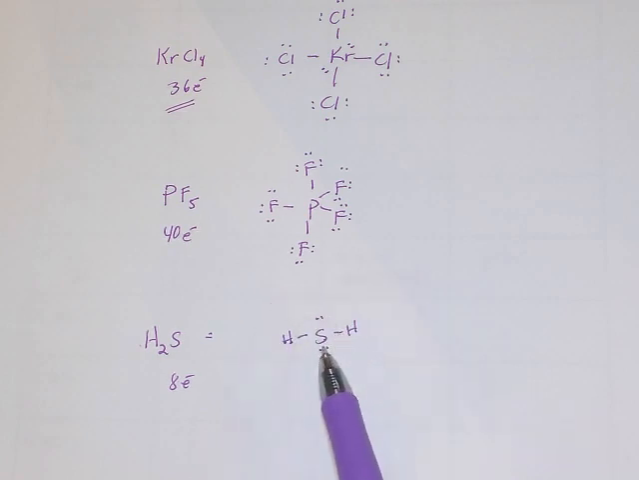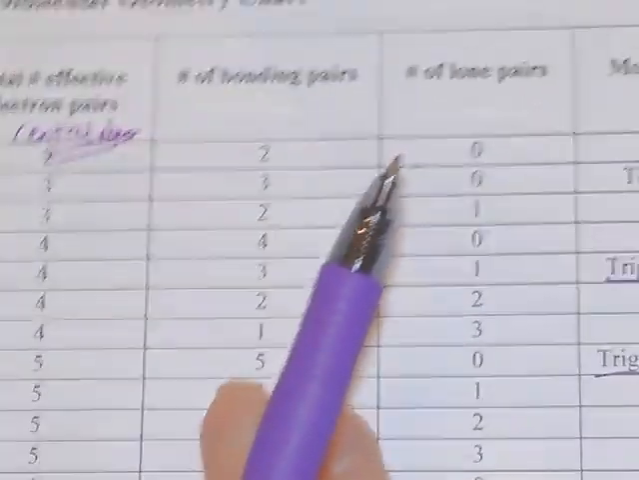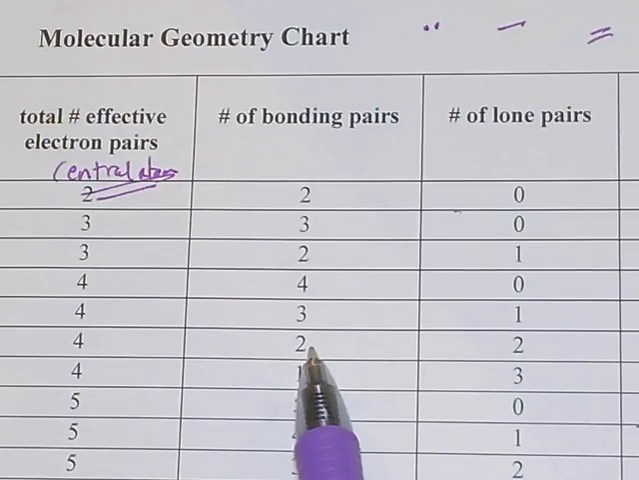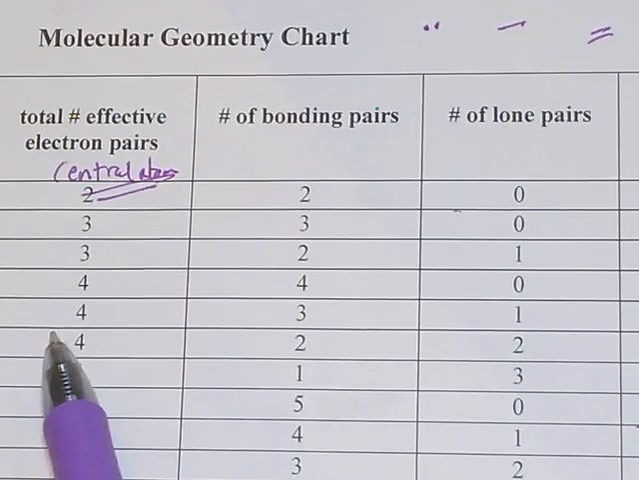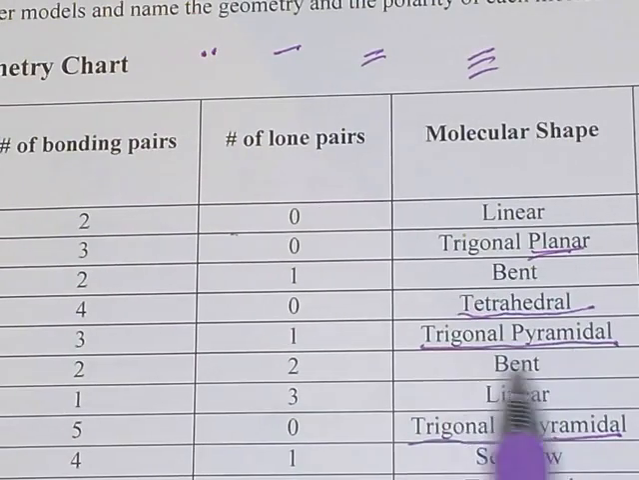You've got 1, 2, 3, 4 bonding sites. Lone pairs count. 1, 2, 3, 4 with 2 lone pairs. So go to your cheat sheet. You've got 4. Here's your 4. 4 with 2 bonding pairs and 2 lone pairs gives you a bent structure.